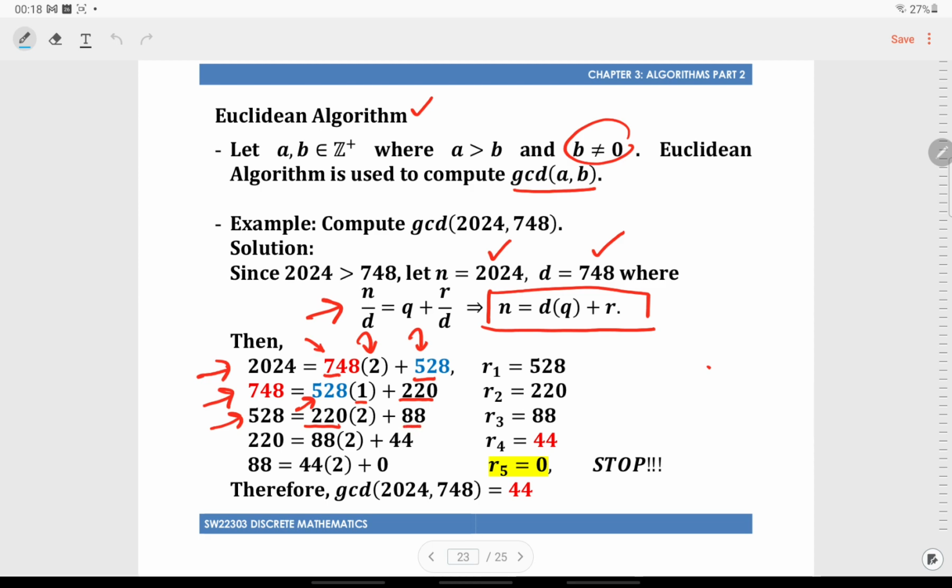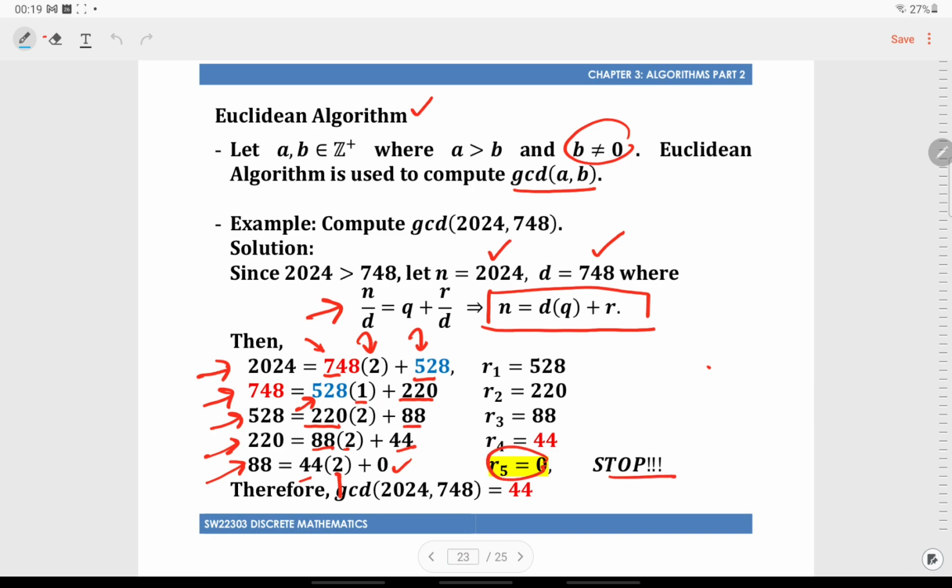Because the remainder is still not equal to 0, we have to proceed. So we continue: we take the divisor as the new dividend and the remainder as the new divisor. The quotient equals 2, the remainder equals 44. Since the remainder is not equal to 0, we need to proceed. We take 88 as the new dividend and 44 as the new divisor. This time, we obtain the quotient equal to 2 and the remainder equal to 0. Once the remainder equals 0, we stop.